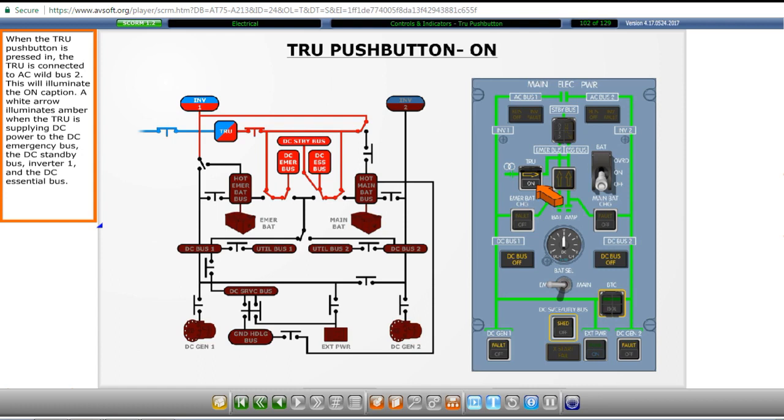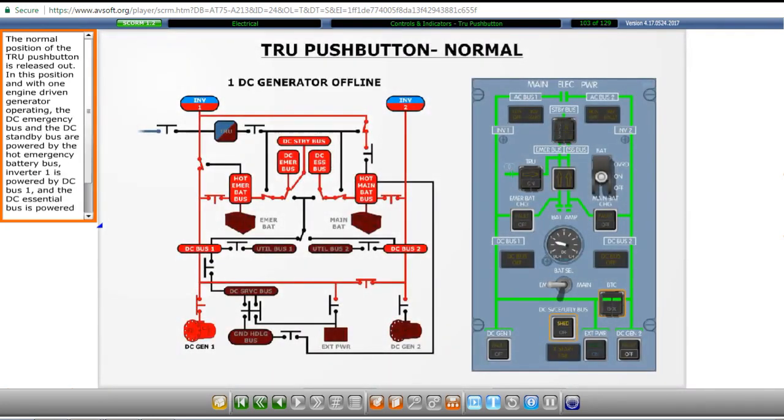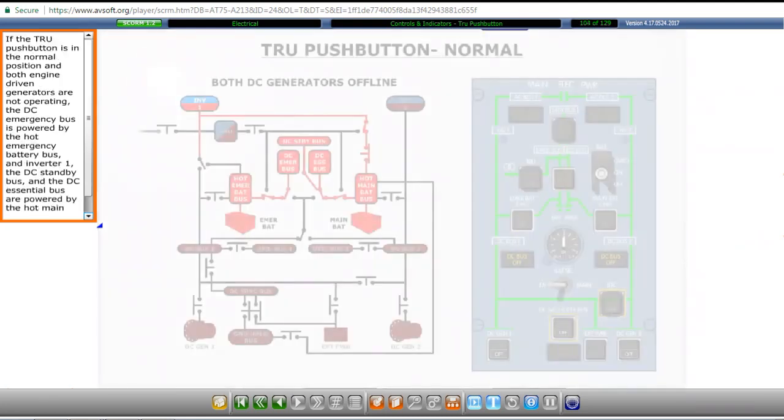A white arrow illuminates amber when the TRU is supplying DC power to the DC emergency bus, the DC standby bus, inverter 1, and the DC essential bus. The normal position of the TRU push button is released out. In this position, and with one engine-driven generator operating, the DC emergency bus and the DC standby bus are powered by the hot emergency battery bus, inverter 1 is powered by DC bus 1, and the DC essential bus is powered by the hot main battery bus.